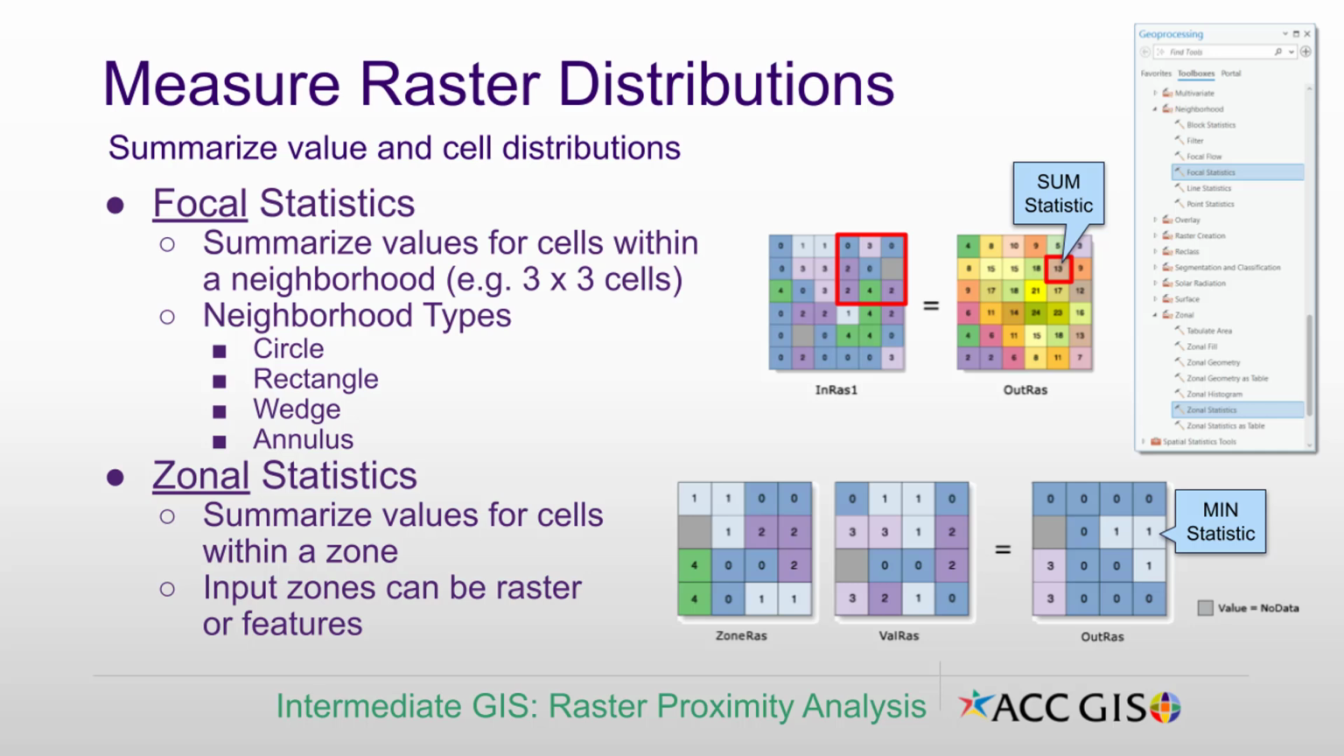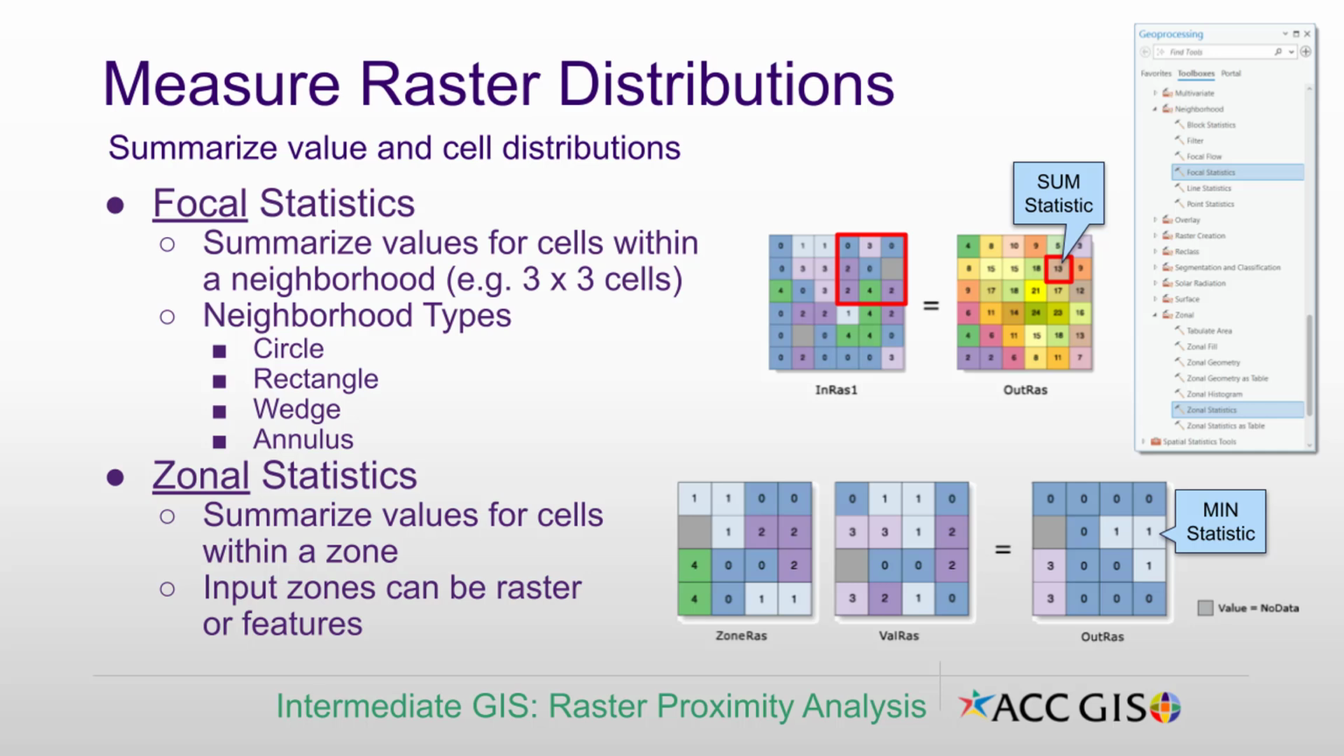Zonal statistics summarize values for cells within a zone. And the input zones can be a raster or feature. In the example in the lower right-hand corner, I'm utilizing a raster data set to represent my zone. So the zones are identified as 0, 1, 2, and 4. And there you can see my value raster, and I'm utilizing the min statistic to determine the minimum value that occurs in each of the zones.